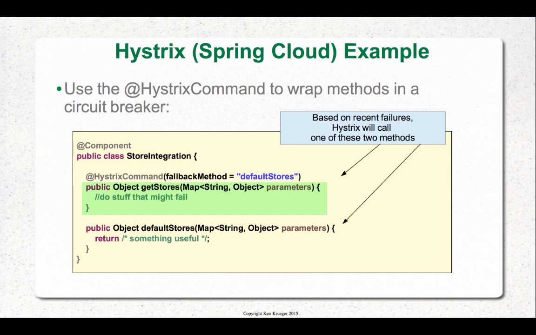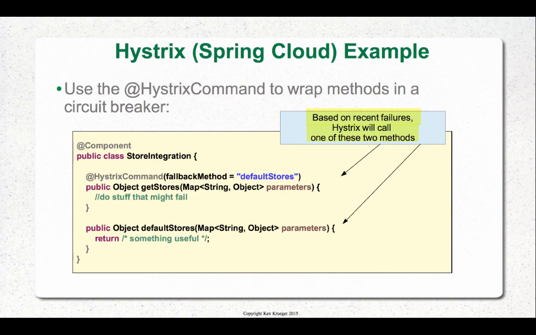Imagine the logic here is to make an external call and it is subject to failure. So we will mark it with a HystrixCommand annotation. In this case, a fallback method is identified. The fallback needs to have a matching signature in terms of parameters and return type. When this code runs, depending on the state of the circuit breaker, one of these two methods will be executed.